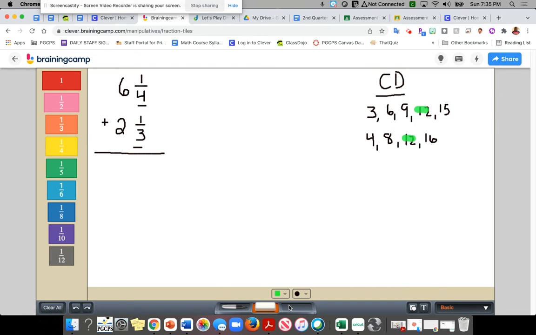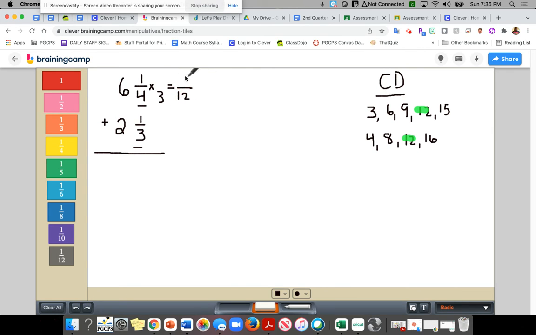So that means when we want to add those mixed numbers, we want to first convert the fractional piece to have the same denominator. So we're going to take the 6 and 1/4 and we're going to multiply it by a number to get a 12 on the bottom. Well, I know that 4 times 3 equals 12. So that gets me my common denominator.